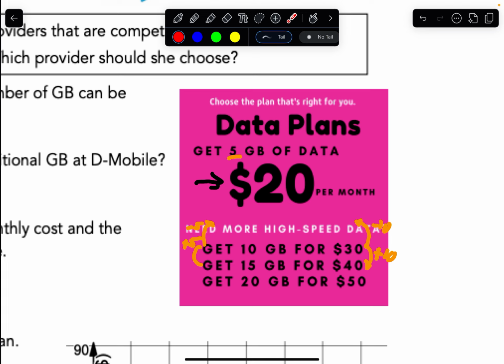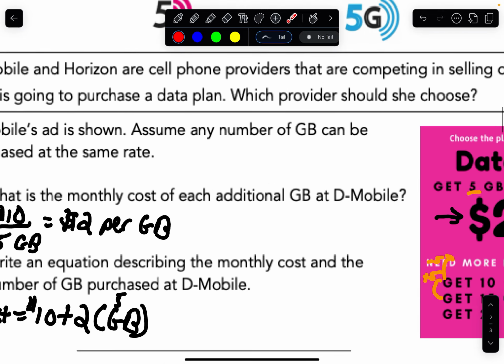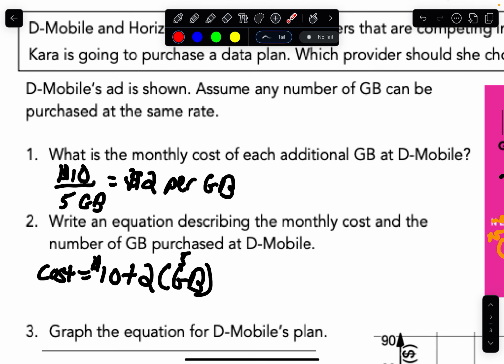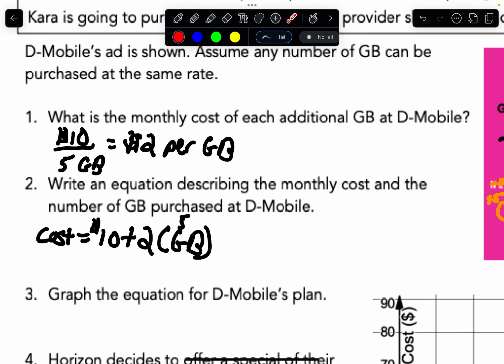As you look at this, you'll see that each time you increase the number of gigabytes by 5, you increase the cost by 10. So that tells us the monthly cost of each additional gigabyte would be $10 divided by 5. This is just the slope, which is the rate. It's $2 per gigabyte.